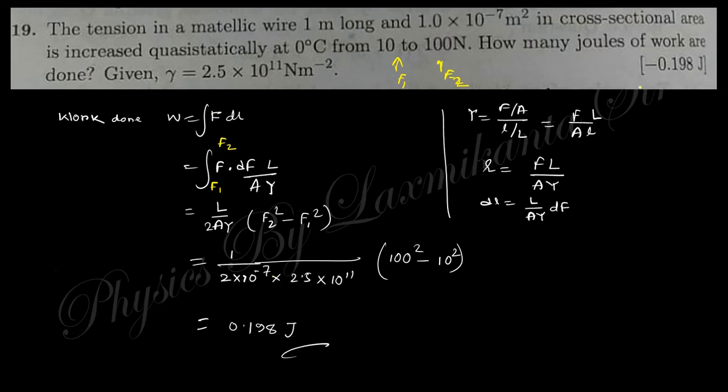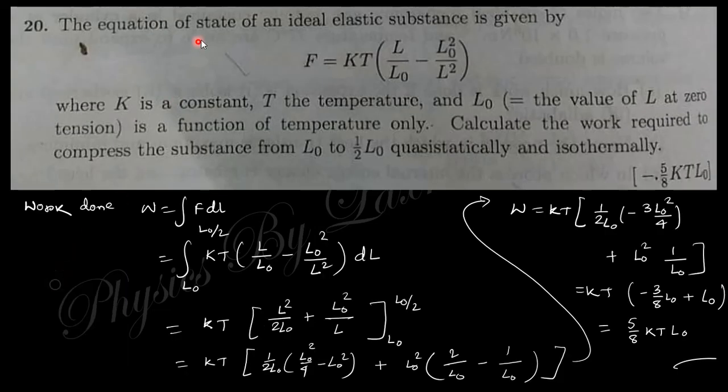Go to the next one. This minus indicates this is work done on the system. Next question. Next question says the equation of state of an ideal electrolyte is given by this.